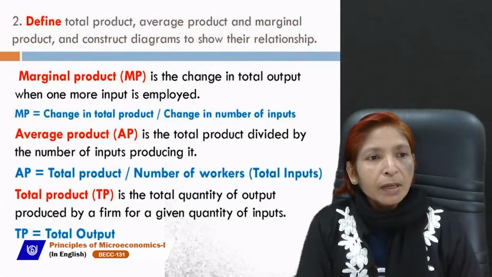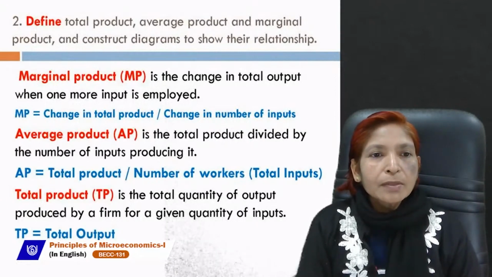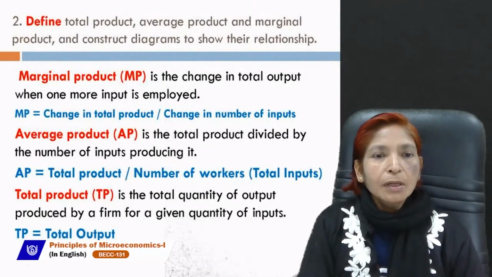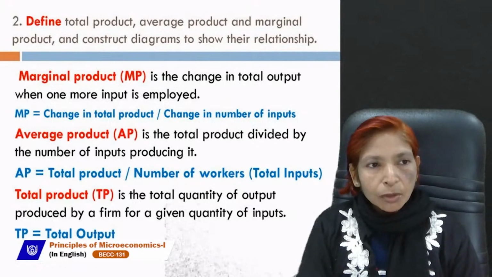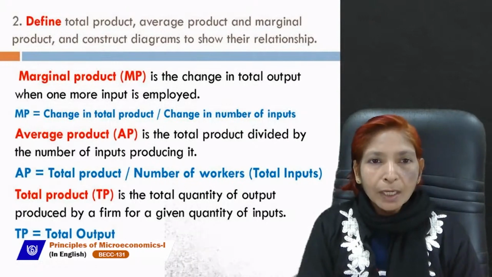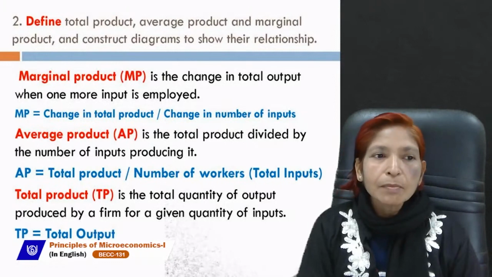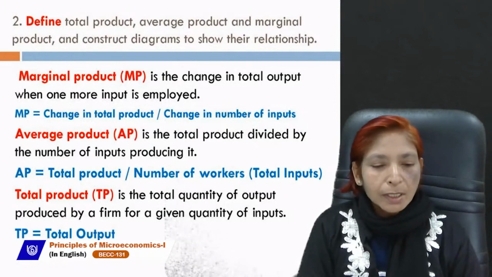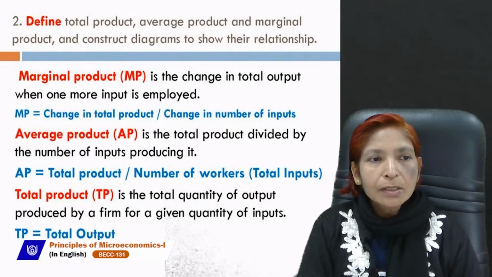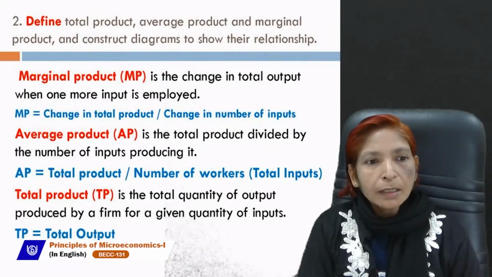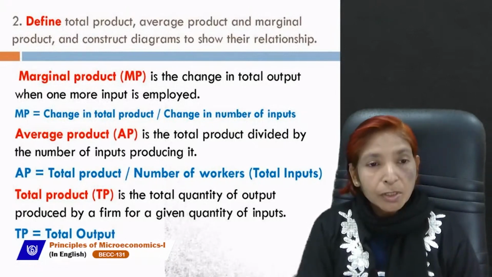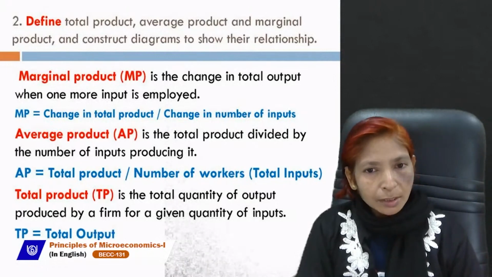Next is, when you want to study the law of variable proportion, then you must know what is total product, what is average product, and what is marginal product, and what is the relationship between these TP, AP, and MP, because we are discussing here about production. So you must know the concept of production.